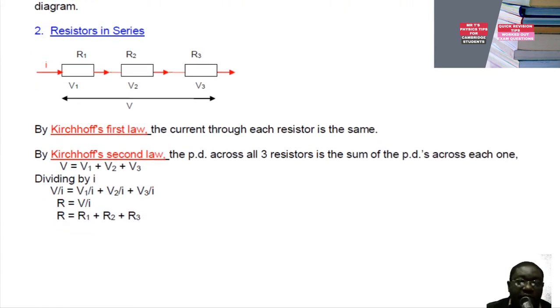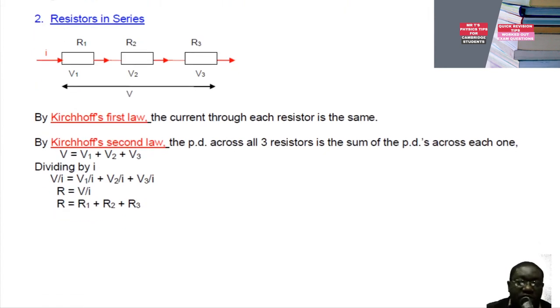Now I'm going to apply Kirchhoff's laws to resistors in series and resistors in parallel. Now if you have resistors or a network of resistors in series, R1, R2 and R3, by Kirchhoff's first law, the current through each resistor is the same. There is no junction here. So we only have one path of flow of current. Then by Kirchhoff's second law, the PD across all three resistors is the sum of the PD across each one. So V is equal to the total voltage, that is V is equal to V1 plus V2 plus V3.